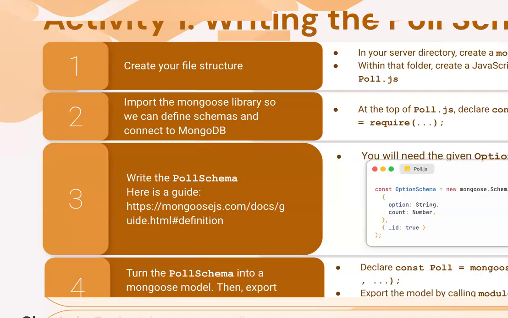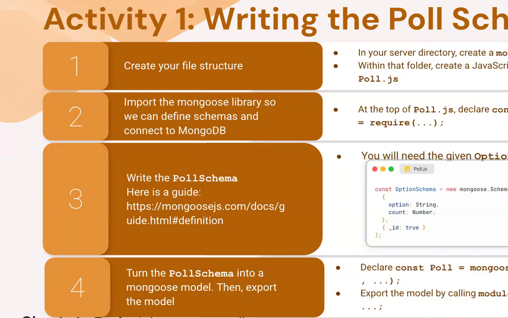And now we'll be going into our first activity where you guys write the poll schema. So you guys can follow the directions. The first step would be going into your server directory, creating a models folder, and then within that folder, create a JavaScript file called poll.js. And then you guys can follow the next steps to write the poll schema. And if you guys are stuck, there are definitely some hints in the earlier slides about how to write the schema. So we'll give you guys about 10 or 20 minutes to work on this.